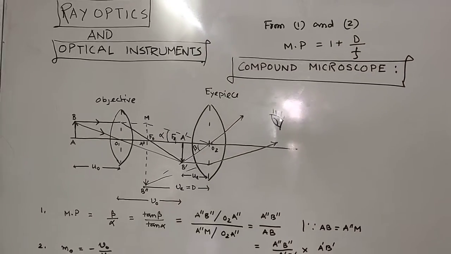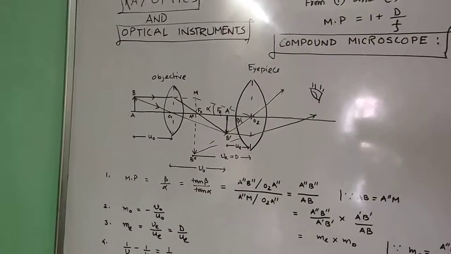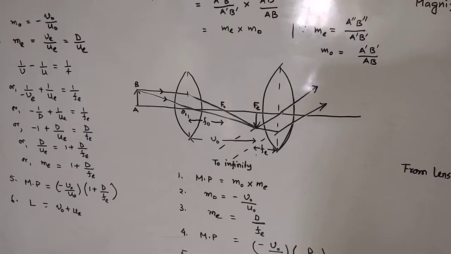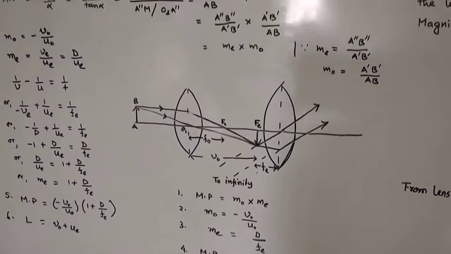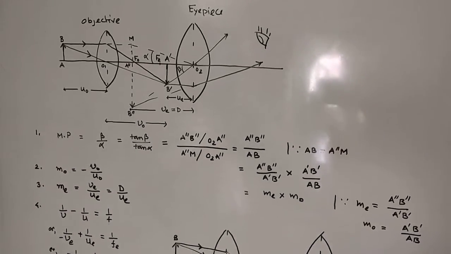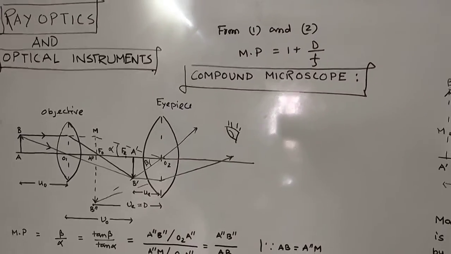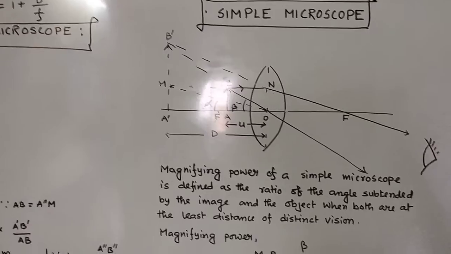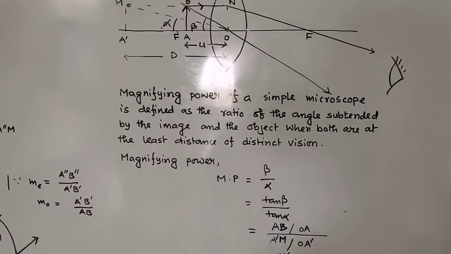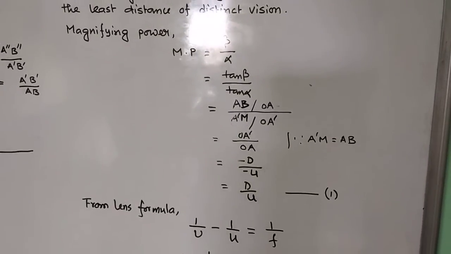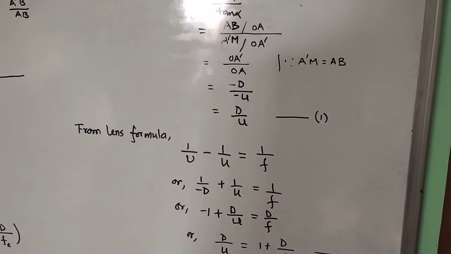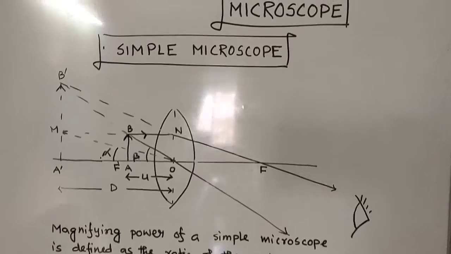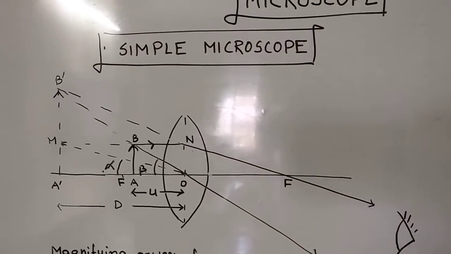In the exam, you are basically asked to draw the ray diagram and find the magnifying power. So please go through it; you will get this in any reference book and also in the textbook. The microscope part covers the simple microscope and the compound microscope, and these are the ray diagrams, and in the exam you will get the question from this part only.